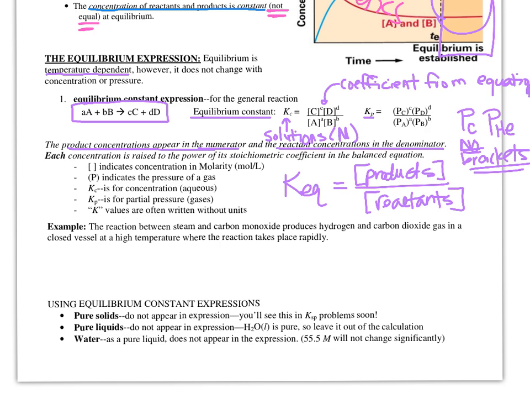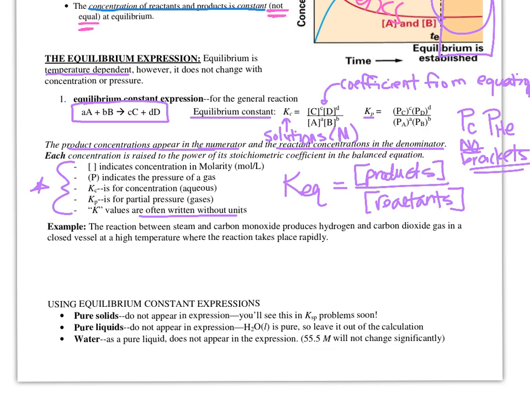So I have a little description over here, if in any way you forget what these mean, right? The brackets are for concentration. P indicates pressure. Kc is for concentration, which is aqueous solutions. Kp is for partial pressure of gases. And then the K values are a lot of times written without units. We don't really care about the units because your units on the top and bottom are going to cancel out because they're molarities over molarities or atms over atms or whatever. So we typically write our equilibrium constants without any units, which again is different than the K constant that was a lowercase k from kinetics.